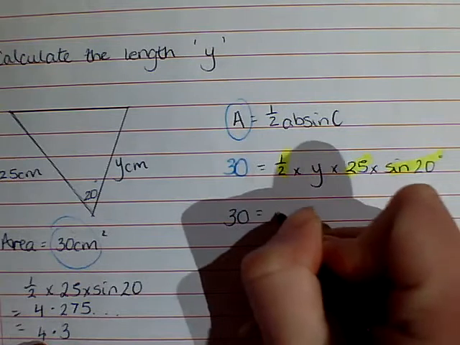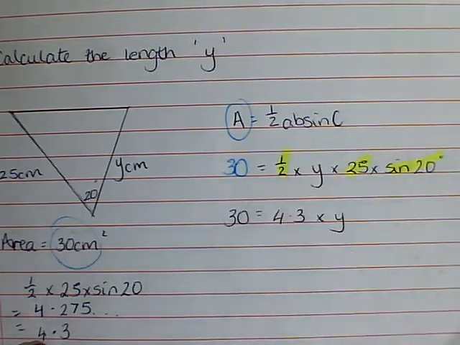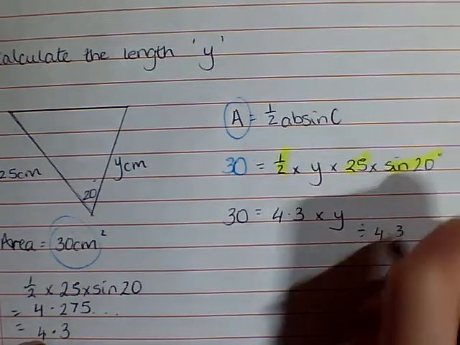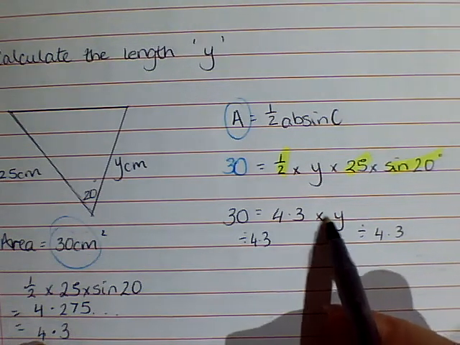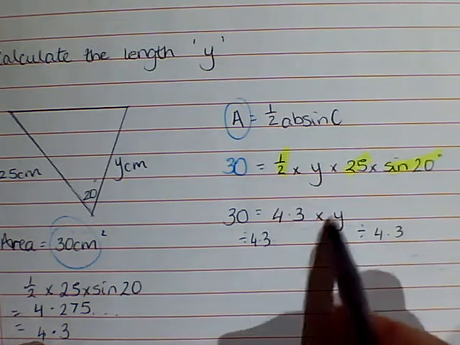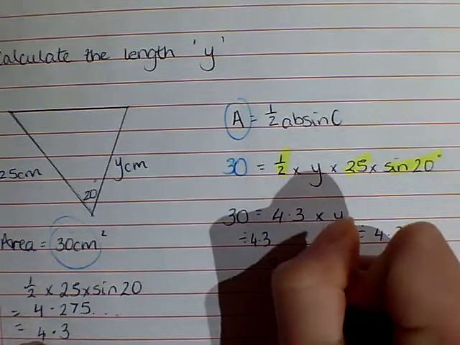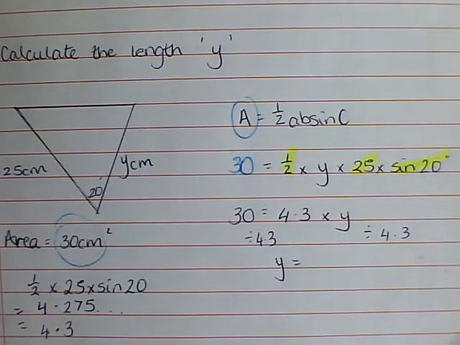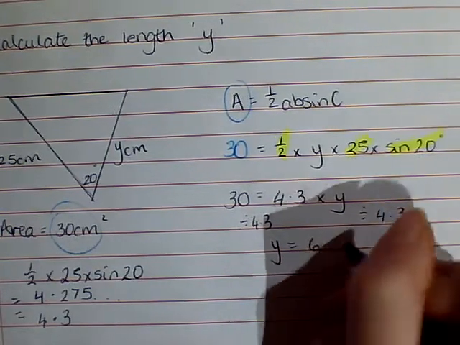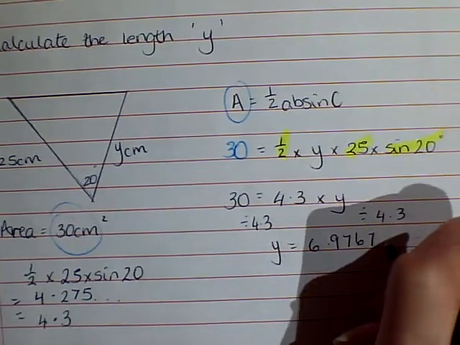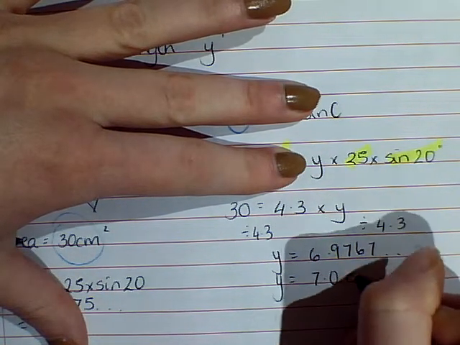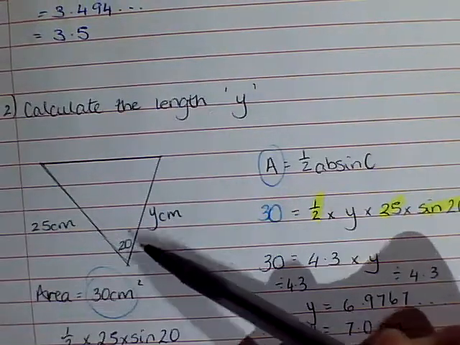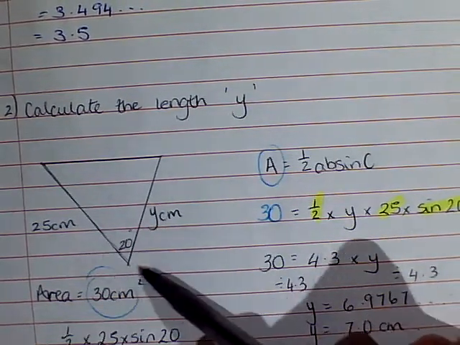So 30 equals 4.3 times y. And then we're going to divide by 4.3, divide by 4.3. Why are we dividing? Because we've got y times 4.3, and to undo the times, we divide. So y equals 30 divided by 4.3, 6.9767 ... One decimal place just becomes 7.0 centimetres. Meaning this length here is 7 centimetres, and this length here we can see is 25.